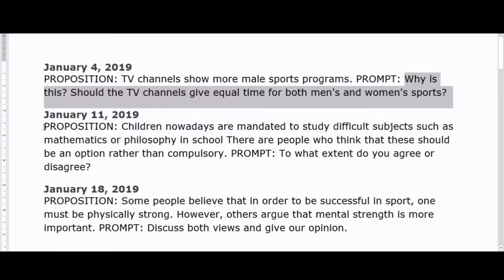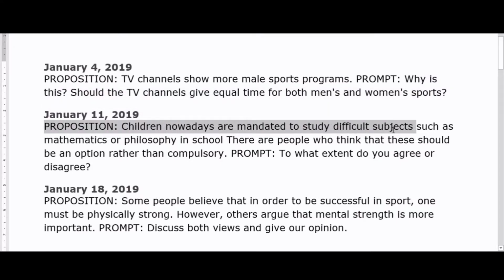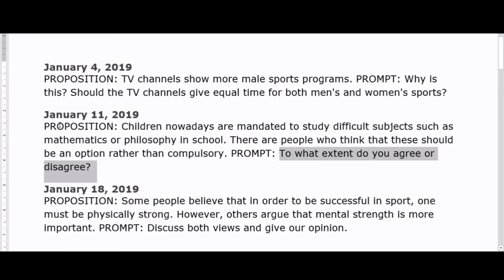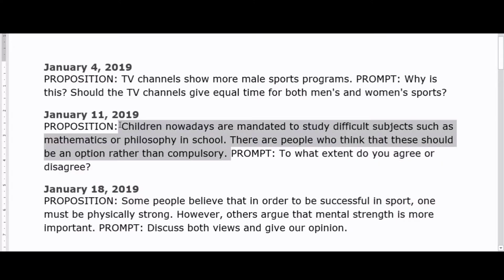For January 11, we now suddenly come up with this question: children nowadays are mandated to study difficult subjects such as mathematics or philosophy in school. And then there are people who think that these should be an option rather than compulsory. To what extent do you agree or disagree? So for the January 11 question, this is now clearly a crossover.